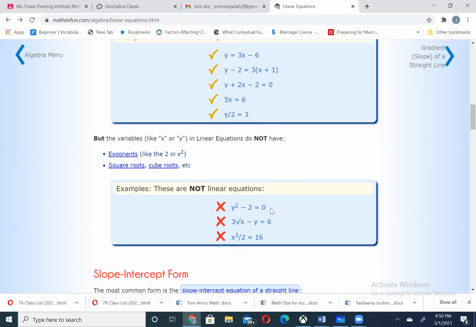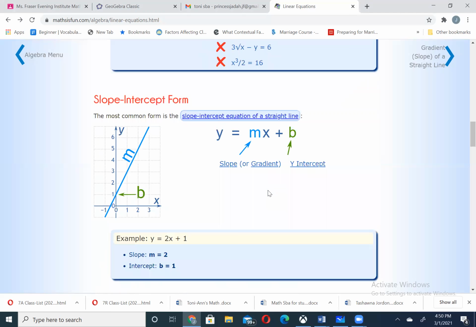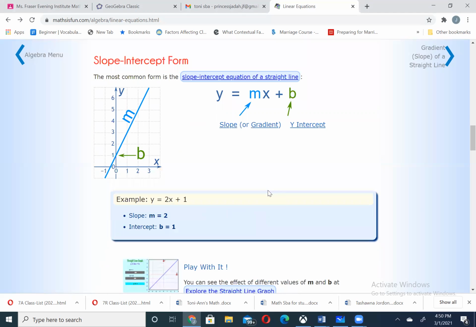these are not examples of linear equations. The equations with exponents, square roots, and cube roots, etc., are not linear equations. Remember, linear equations are just equations of a line. So it's not saying that they can't be graphed. However, they are not linear, meaning when you plot the values of the equation, you will not get a straight line.